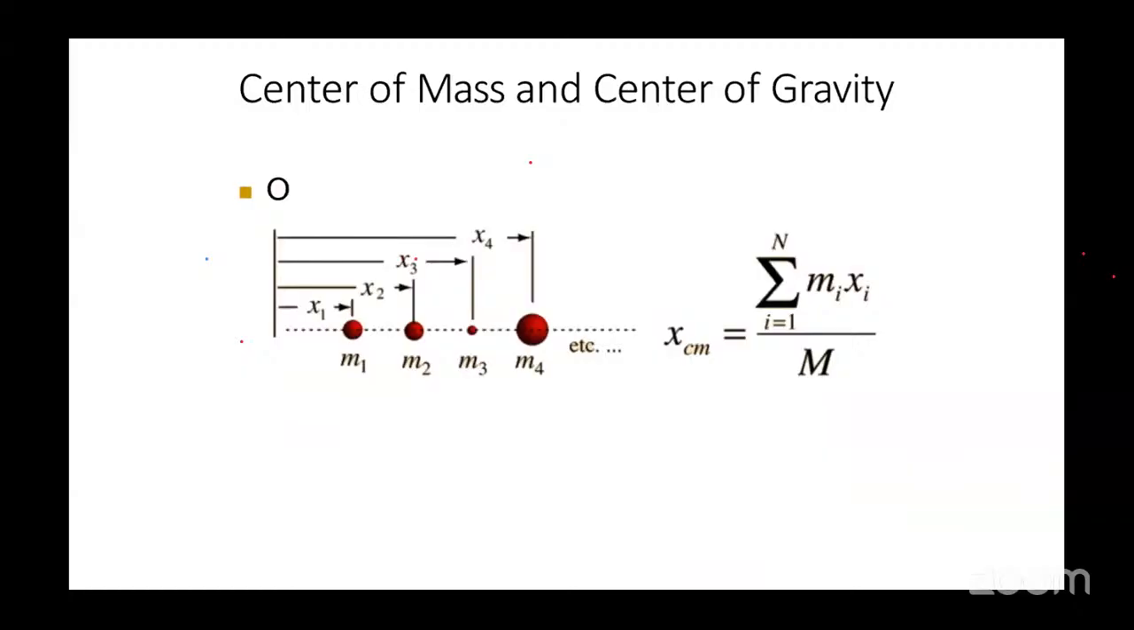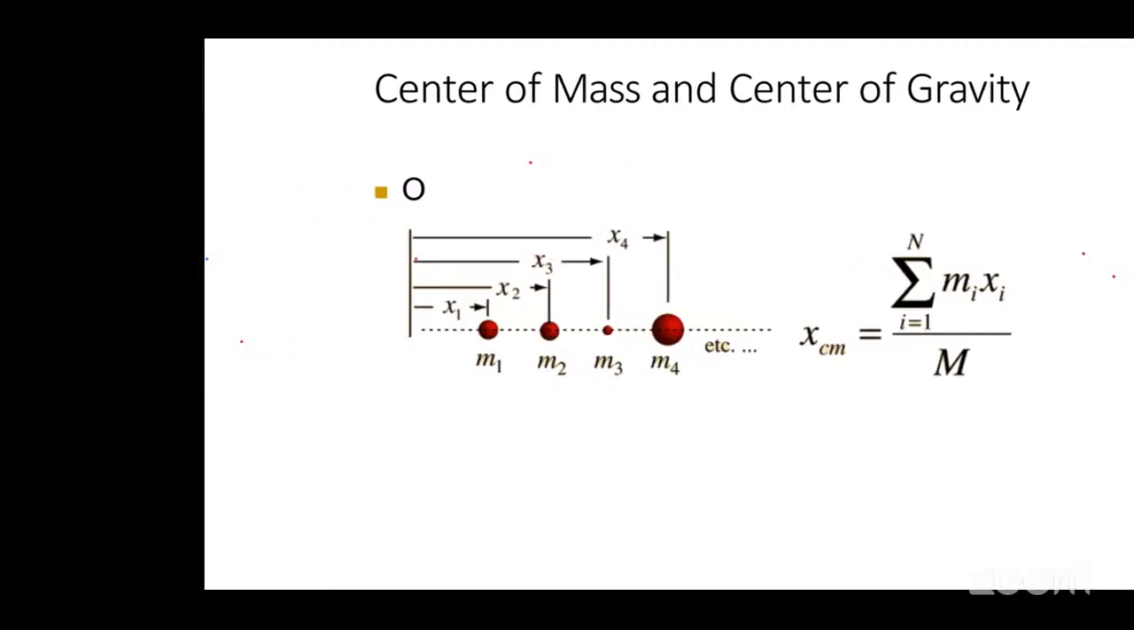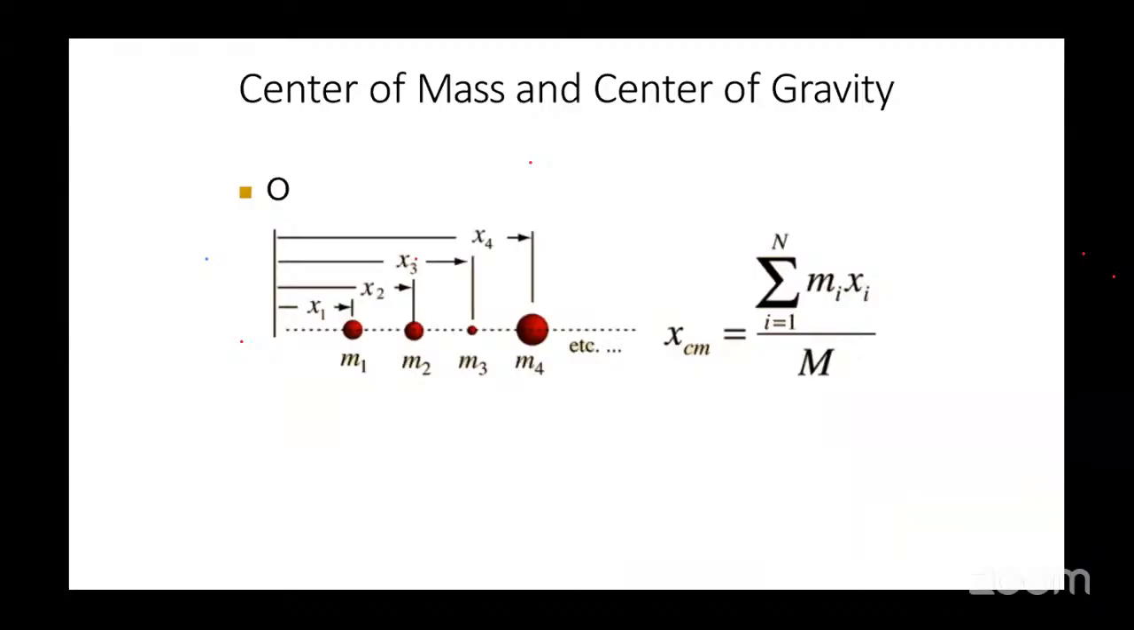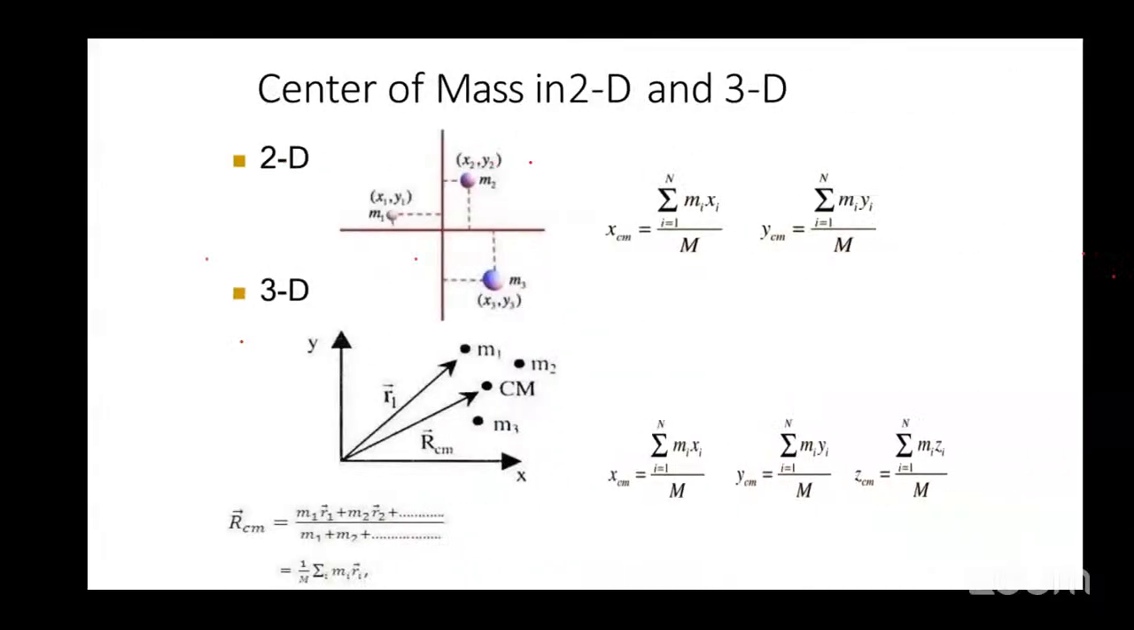So here, like I explained before, we have multiple masses aligned. So the formula remains the same. You find the product of the mass and the distance from the reference point for each of them, add them together, and then divide by the sum of their masses. So when you divide, you get your center of gravity.